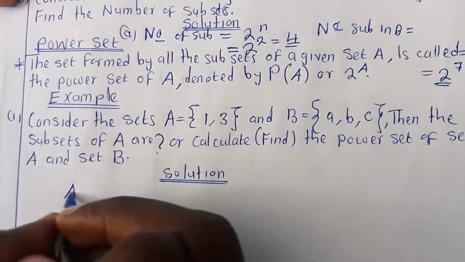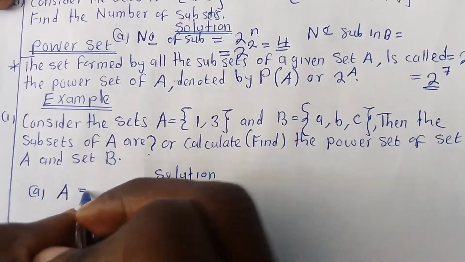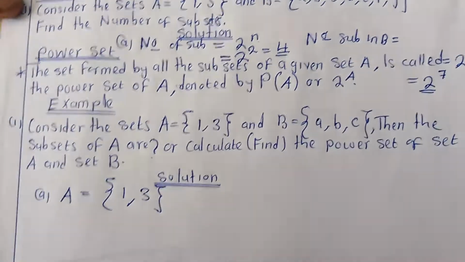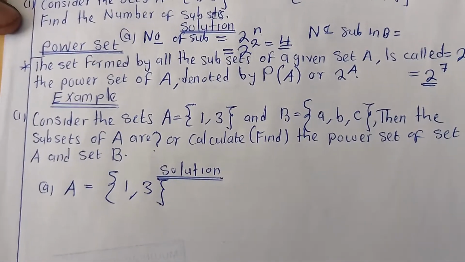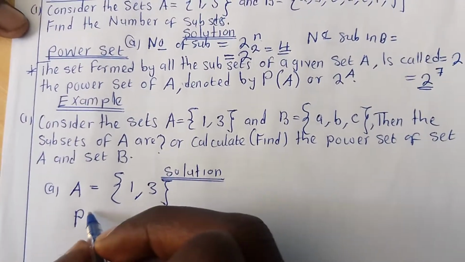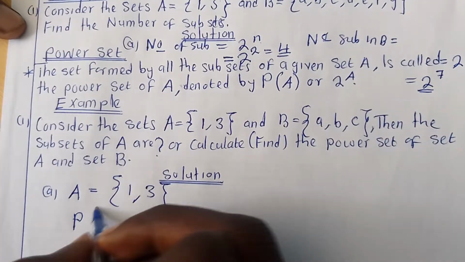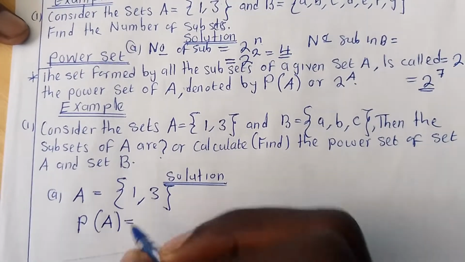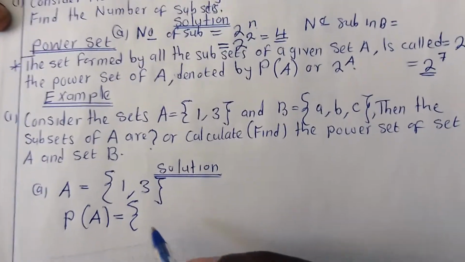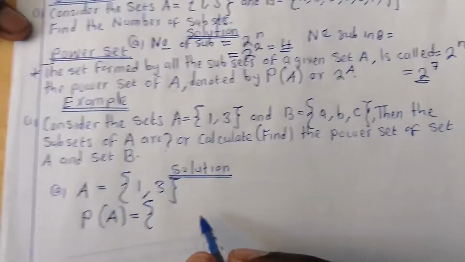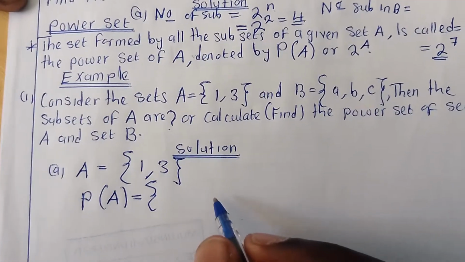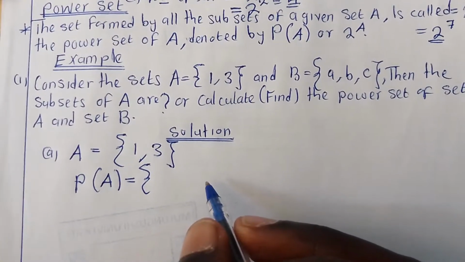Now we have A is equal to this. What exactly is going to be the power set of A? So it's going to be P(A) equal to, you open the brackets. Now the first thing that you are going to put there is the empty set. Whenever you're writing the power set of a set, do not forget to put the empty set there, because the empty set is very, very important.